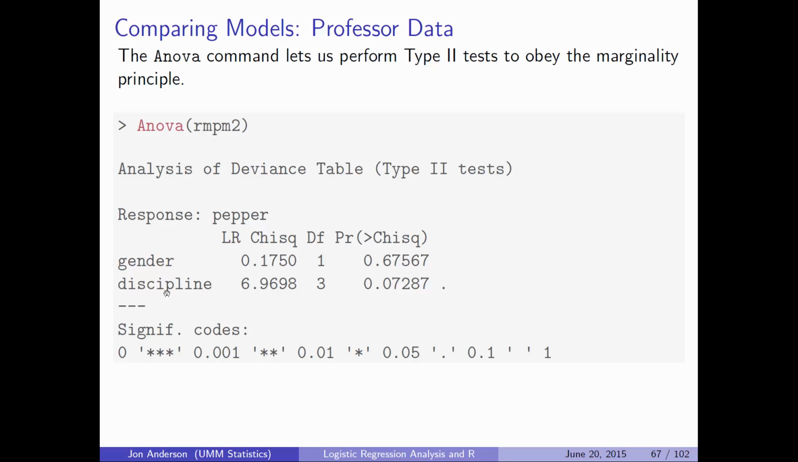The discipline effect you've seen before, this same p-value and test statistic. It talks about the effect of needing discipline after you've adjusted for gender. And so the capital A Anova are the tests that are showing an effect after all others, a type 2 test.